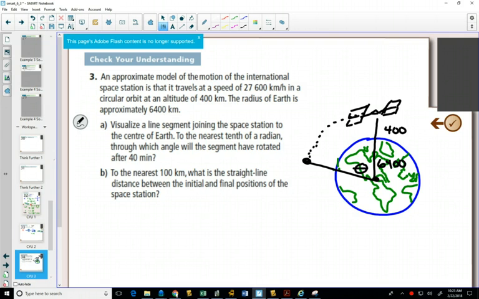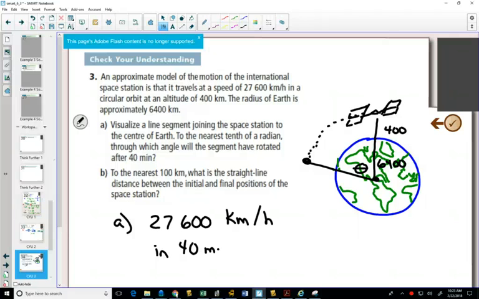If it travels 27,600 kilometers in an hour, how far will it go in 40 minutes? How would I figure that out? So I know that it goes 27,600 kilometers in an hour. How do we figure out how far it goes in 40 minutes? Will it be more or less than 27,600 as an estimate? It should be less, because it's less than an hour.